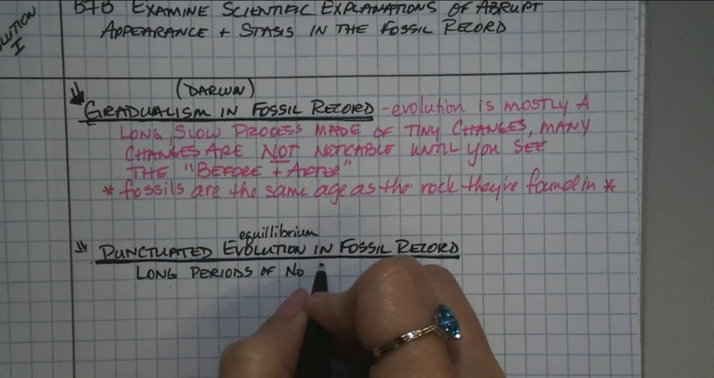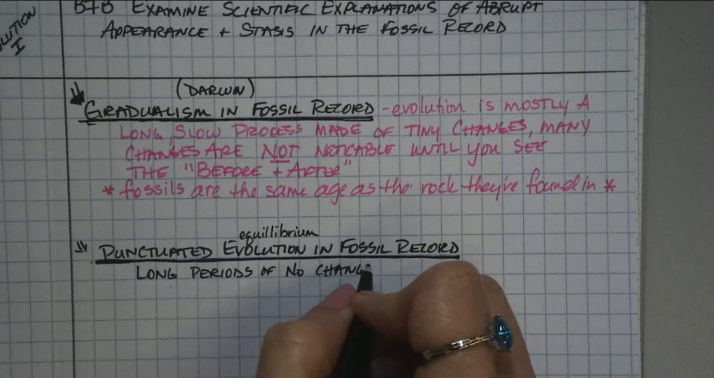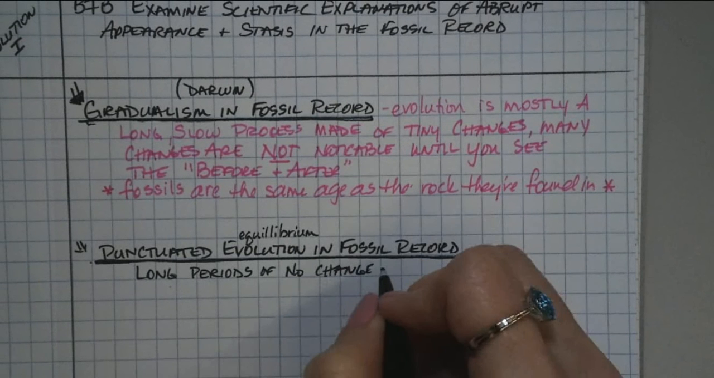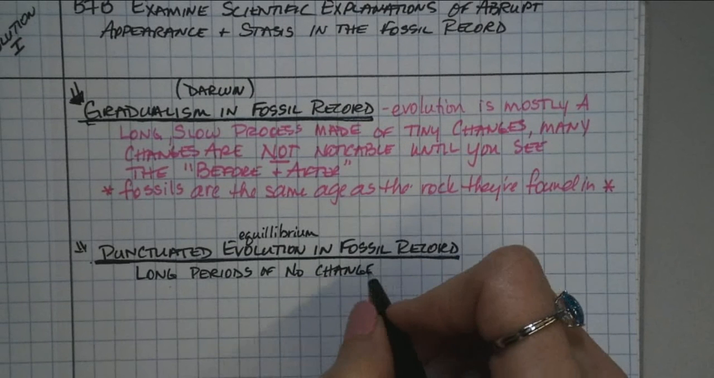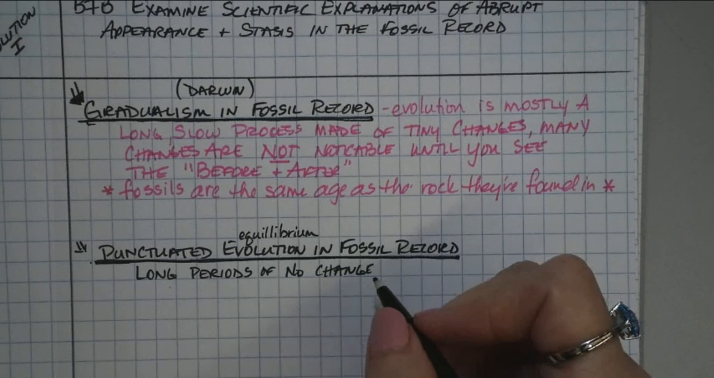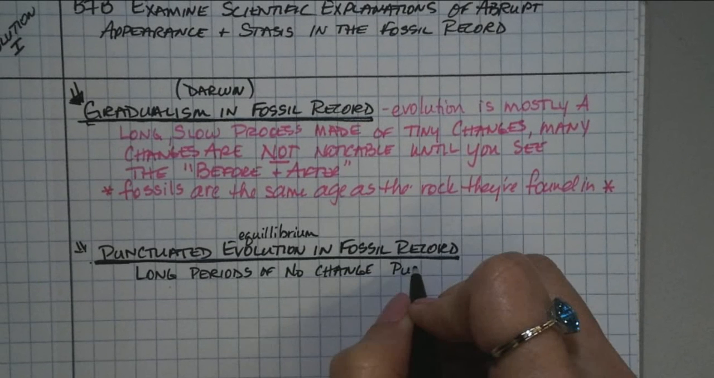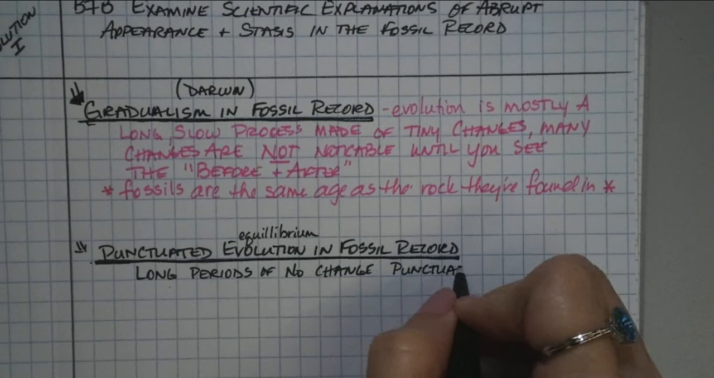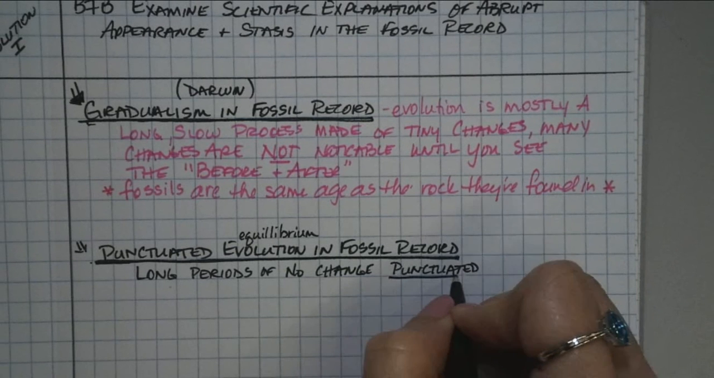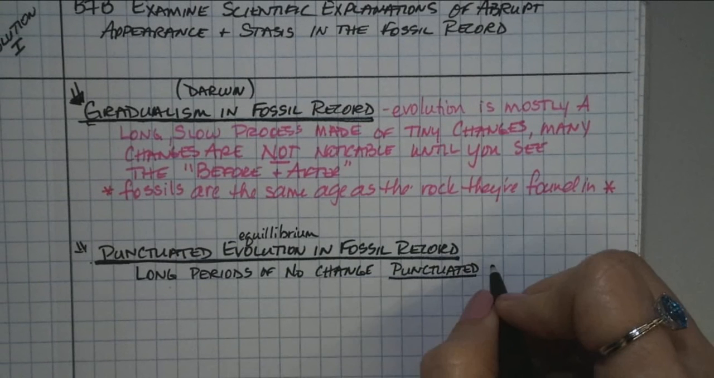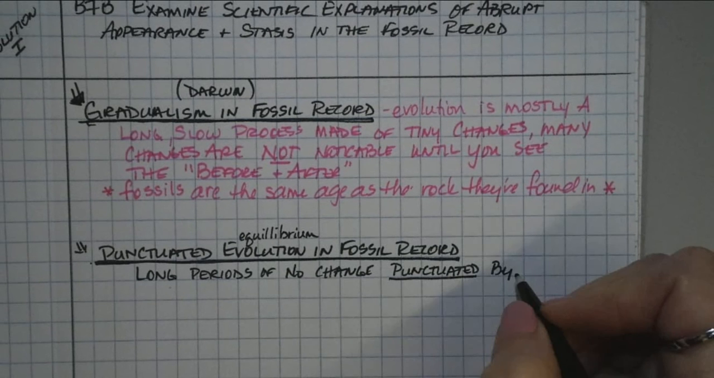And that's called stasis pretty much, and then it's punctuated, or all of a sudden there's these short periods of rapid change. So that's where they get the name for it, punctuated. All of a sudden it has short periods of rapid change. So it's punctuated by short periods of rapid change.